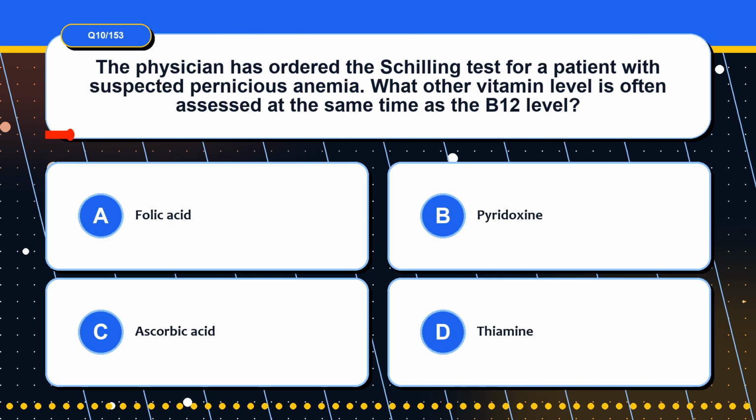Question 10. The physician has ordered the Schilling test for a patient with suspected pernicious anemia. What other vitamin level is often assessed at the same time as the B12 level? Here are the options. Option A. Folic acid. Option B. Pyridoxine. Option C. Ascorbic acid. Option D. Thiamine.